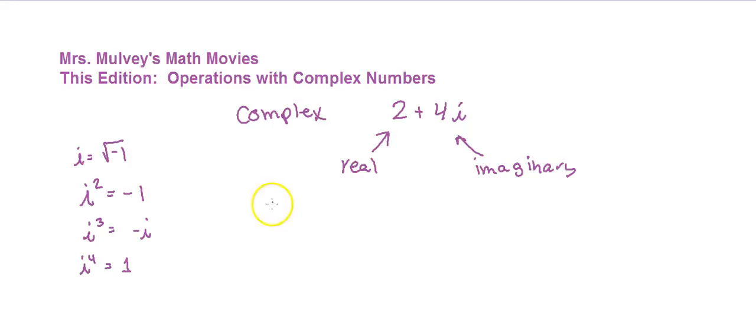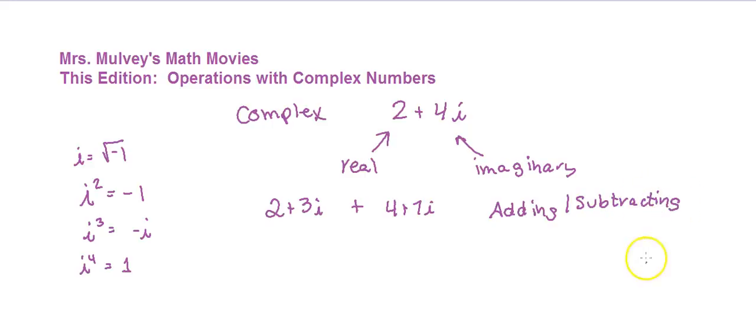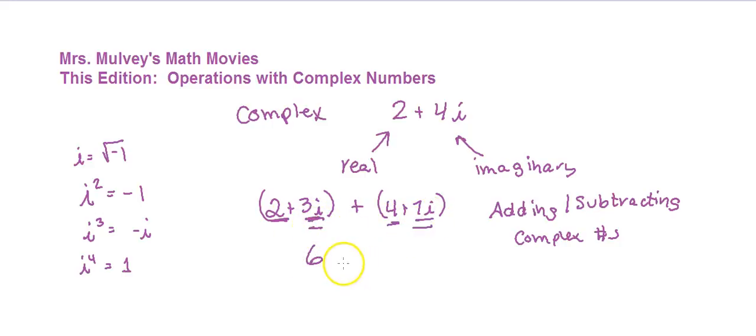So if I have two complex numbers, like 2 plus 3i and 4 plus 7i, and I want to add them up, adding and subtracting complex numbers is as simple as adding and subtracting the real number part and then the imaginary part. So let's take a look. If I'm going to add 2 plus 3i and 4 plus 7i, you simply add the real parts. 2 plus 4 is 6. Add the imaginary parts. 3i plus 7i is 10i. And boom, I'm done. You get another complex number.